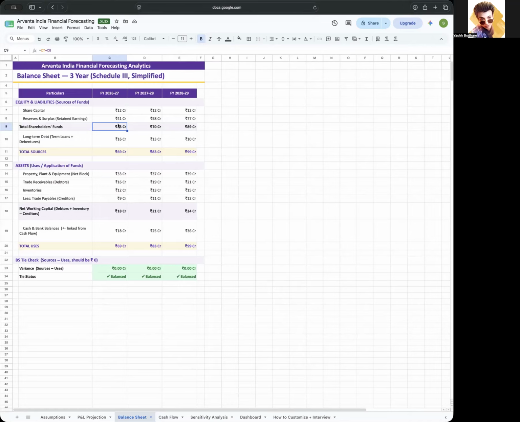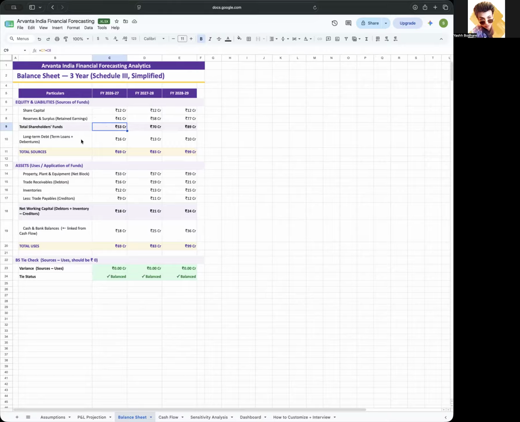Moving on to total shareholder fund. A total shareholder fund represents a company's total equity. It's simply the sum of share capital and retained earnings. This tells us how much of the company's assets are financed by its owners rather than lenders. As retained earnings continue to grow every year, shareholders' equity also becomes stronger. So we have used the formula C7 plus C8. A very straightforward calculation indeed. It simply combines the owners' initial investment with all accumulated retained profit.